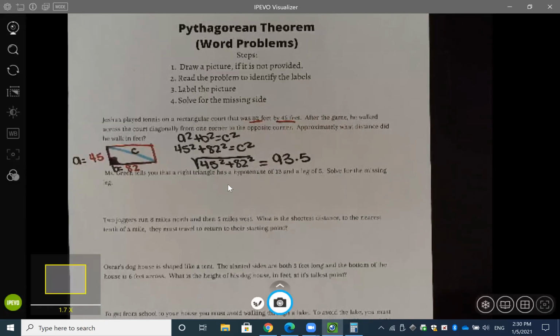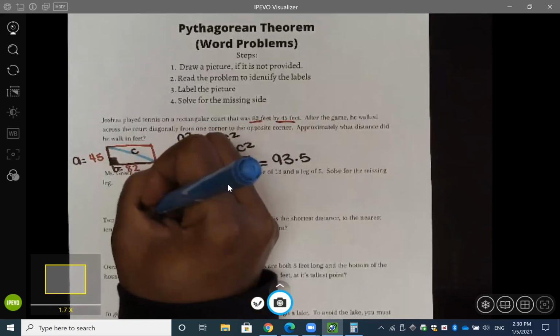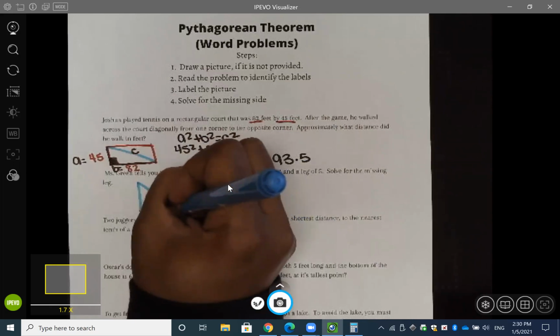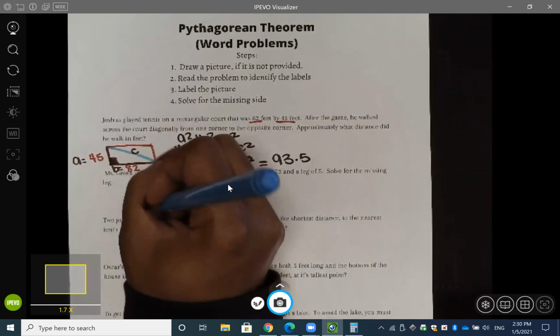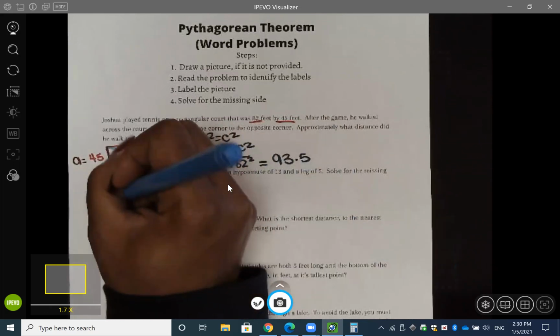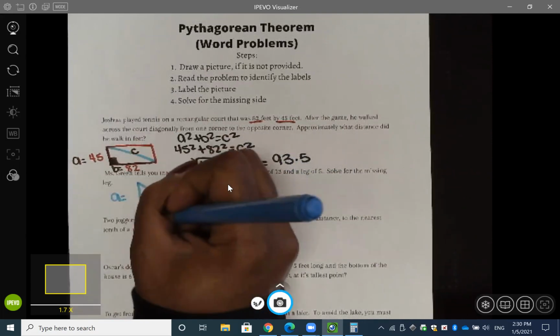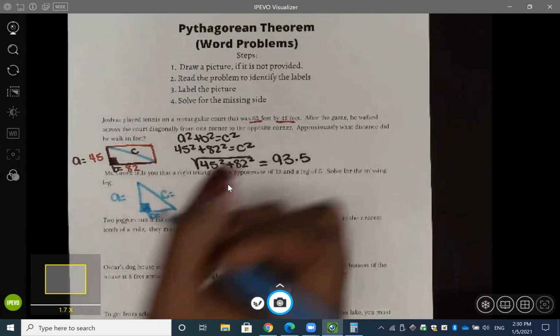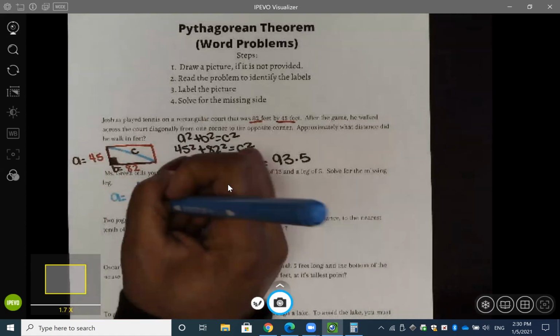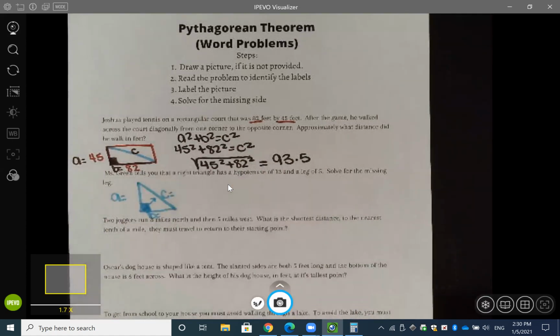Okay, on to number two. It says Miss Green is telling us that she has a right triangle. Let me go ahead and draw my right triangle. So I know this is going to be my A, this is my B, and this is my C. I know that because I'm drawing it, so I know that directly across is going to be my C, and the two that touch it are my A and B.